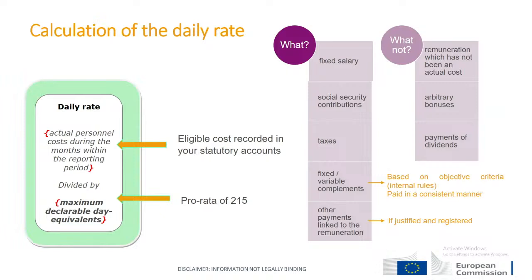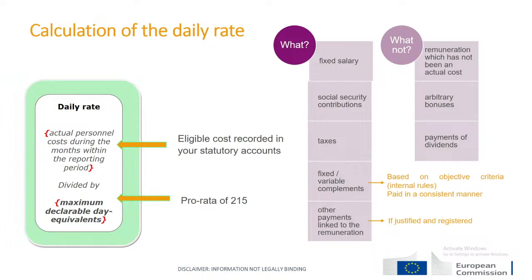Starting with the numerator, we have the actual personnel cost during the month within the reporting period. This means all the eligible costs recorded in your statutory accounts, including, for example, fixed salary, social security contributions, taxes, fixed and variable components, as far as they are based on objective criteria and paid in a consistent manner, and other types of payment linked to the remuneration if they are justified and registered. However, components that cannot be included in this numerator are, for example, remuneration which has not been an actual cost, arbitrary bonuses, or payment of dividends.